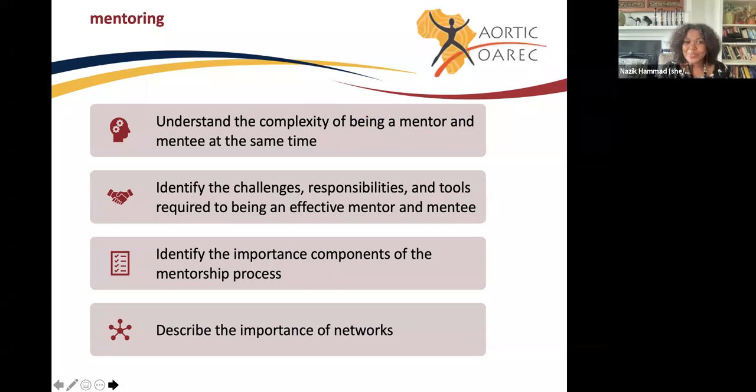So I think we will now move to mentoring, which is a very important aspect of the faculty development that has been identified. In Sub-Saharan Africa, the number of oncologists is small, so most of the young oncologists and trainees find themselves in this complex situation in which they are both a mentee and a mentor. And although it's very challenging, I think it's an excellent way to develop the skills of being both a good mentor and mentee. So we're hoping in our modules to identify the challenges, responsibilities, and tools required to be an effective mentor and mentee, and also identify the important components of the mentorship process and the importance of networks.